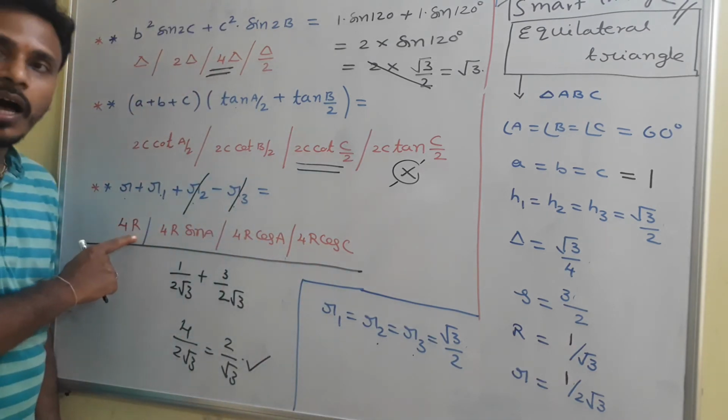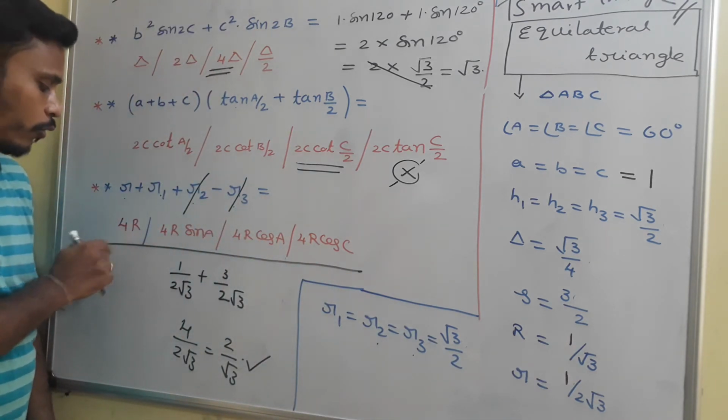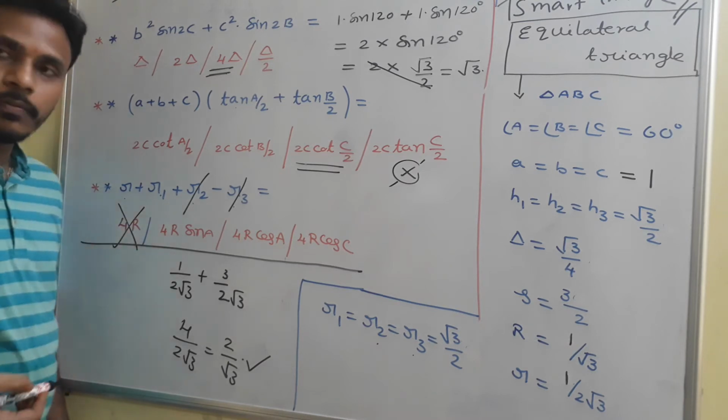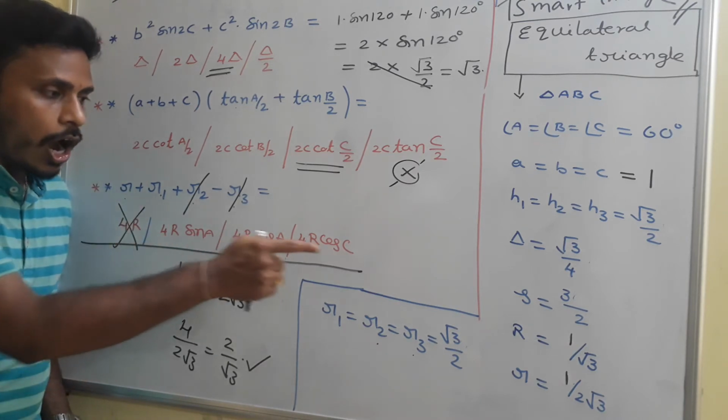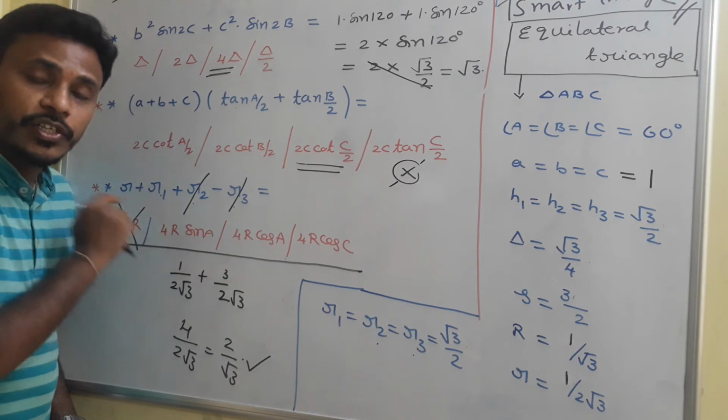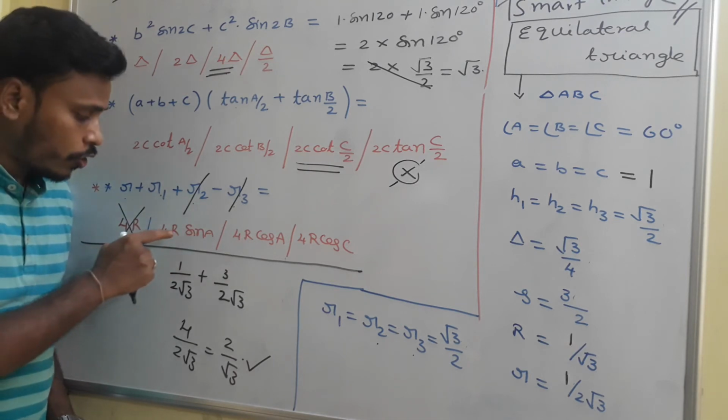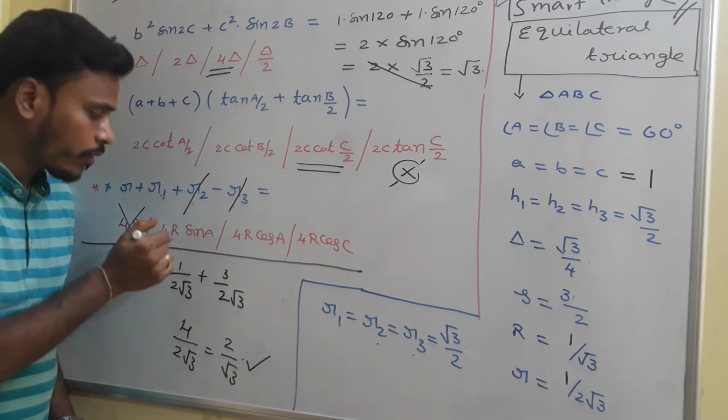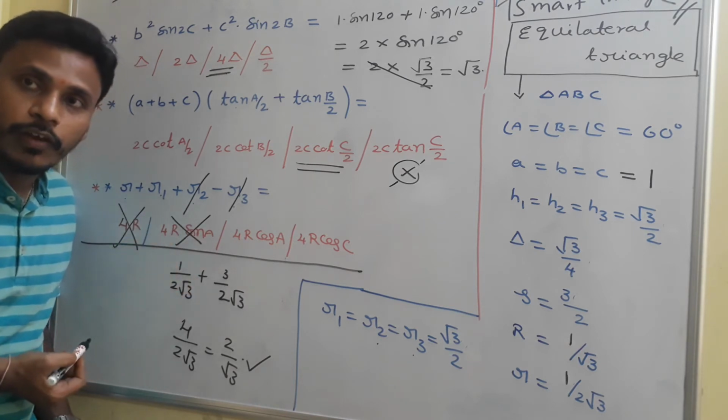So if you replace R with 1 by root 3 here, it becomes 4 by root 3. So this is not your choice. And the next one. R is 1 by root 3. Sin 60 degrees is root 3 by 2. So this is 1 by root 3, this is root 3 by 2. Again, this is not our choice when you simplify.